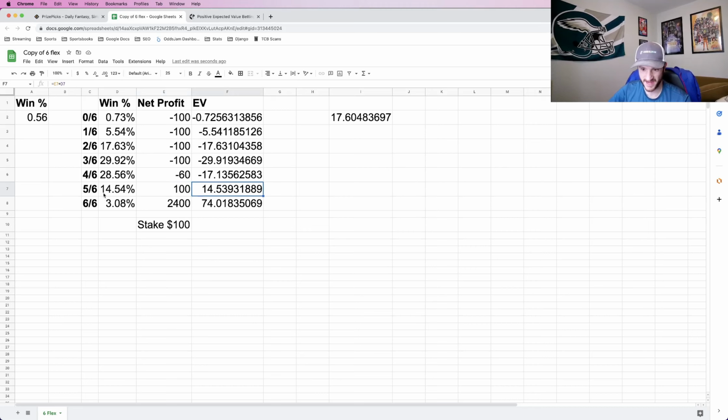That is if you hit 5 out of 6. Now, the last thing, obviously the big ticket item, is if you hit all 6 out of 6. Now, there's a 3% chance of this happening based on a win percentage of 56%.